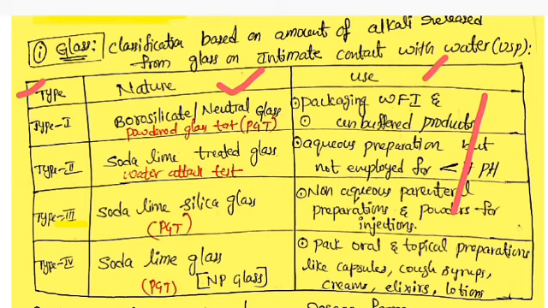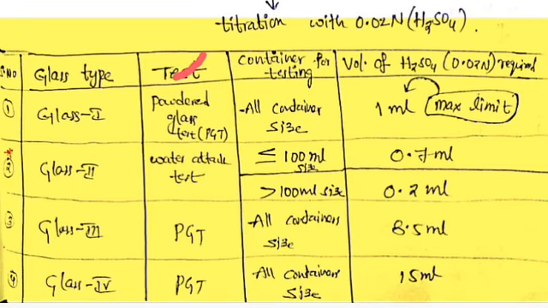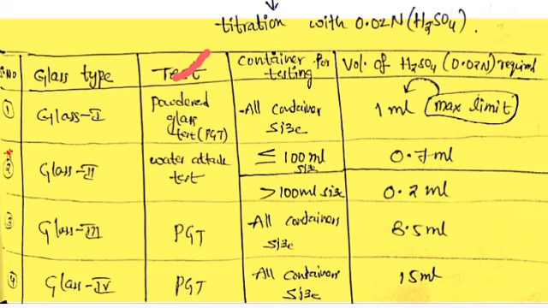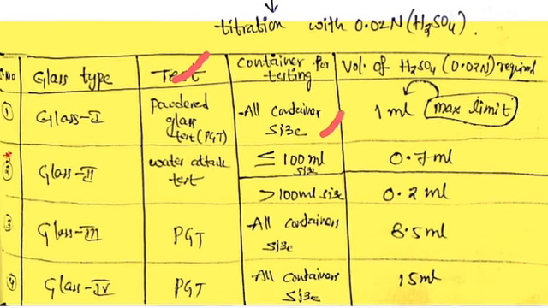After performing the powdered glass test or the water attack test, we have to titrate with acid. For the USP, we have to use 0.02 normal H2SO4. For the Indian Pharmacopoeia, we have to use 0.02 normal HCl, and they should meet the following specifications. For glass type 1, we perform the powdered glass test for all sizes of containers, and the volume of H2SO4 required is 1 ml maximum limit.